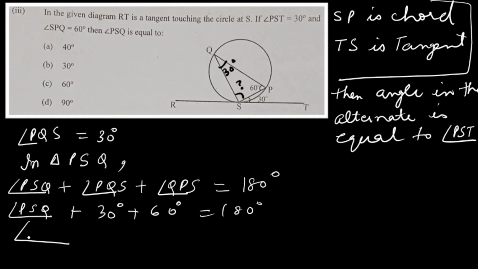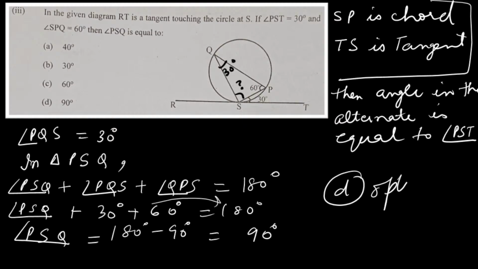So angle PSQ equals, 60 plus 30 is 90. So this 90 will shift to the other side. 180 minus 90 is equal to 90 degrees. Yes, so Navya has given the answer. So option D, 90 degrees is the correct answer. Option D, 90 degrees.